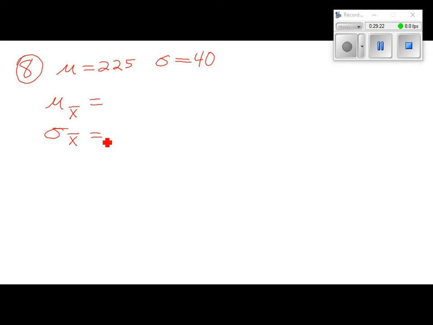This time they tell us that for A, n is 100. So for A, n equals, not 100, 500. 500, right?